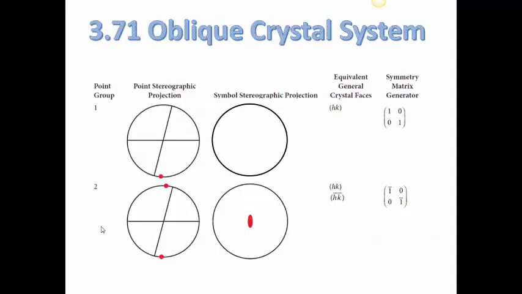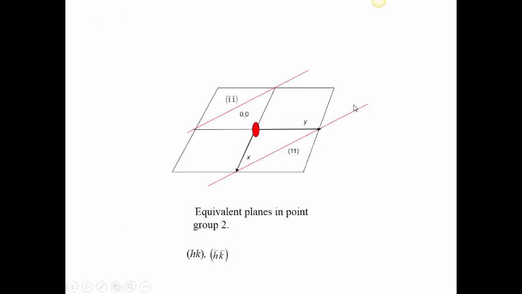We've already gone through these projections, but now we're unifying it, and you can see in the oblique system the point groups 1 and 2 have oblique axes. We remind ourselves that the y is in the horizon, along the y-axis is the b, and along the x-axis is pointing downward. And we have the point and stereographic projections previously discussed, the symmetry matrix generators, and now we have the equivalent general crystal faces. Let's look at that in the next slide.